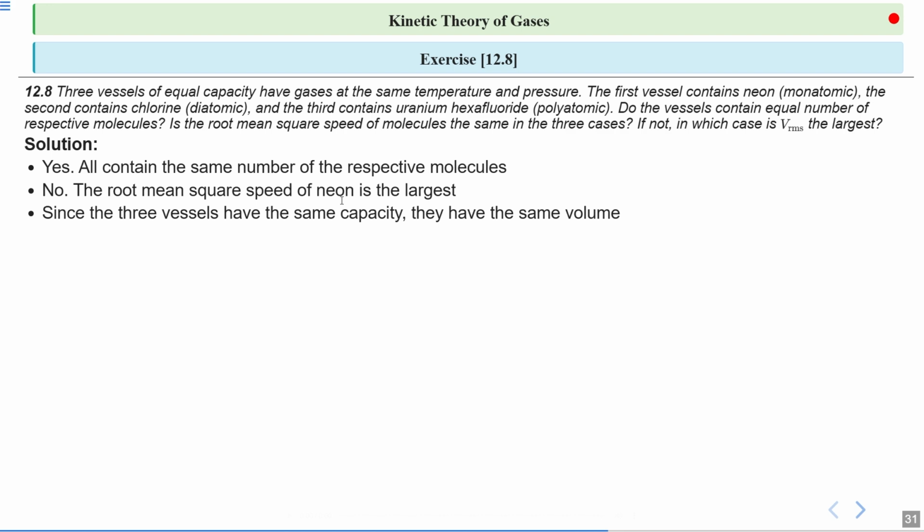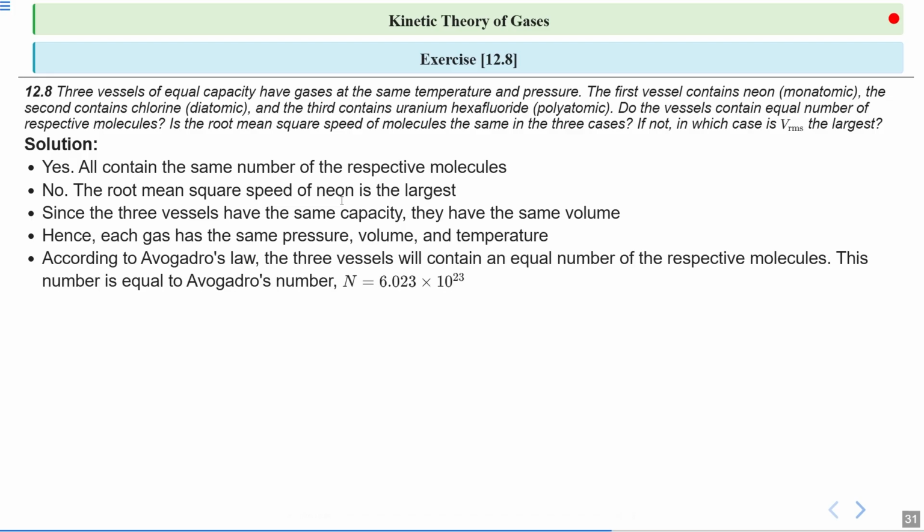To understand why the number of molecules is the same, remember that the vessels have the same capacity, meaning they have the same volume. Since each gas is at the same pressure, volume and temperature, we can confidently apply Avogadro's law. This law is fundamental in understanding the behavior of gases under these conditions. So according to Avogadro's law, the three vessels will contain an equal number of respective molecules. This is equal to Avogadro's number, which is 6.023 into 10 raised to the power 23.